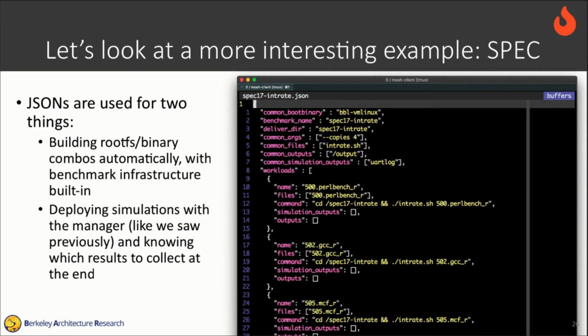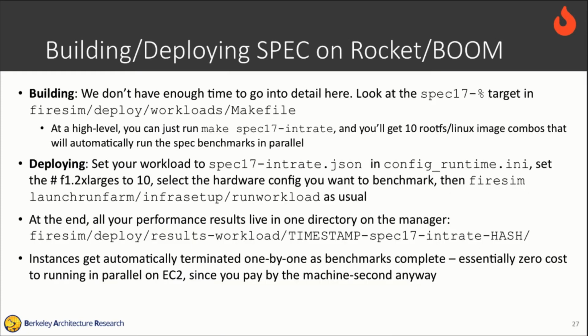And what we can do also is automatically build from the same JSON. We don't have a ton of time to go into detail about how this works here. But if you go into FireSim deploy workloads Makefile, you'll see make targets for a variety of workloads. So you'll see one for SPEC 17 int rate and int speed. And if you run make spec17-intrate, and obviously you have a SPEC license and disk image, you'll get 10 rootfs and Linux image combos that then can be deployed onto simulations. So you run that one make command, and you get this automatically built for RISC-V systems.